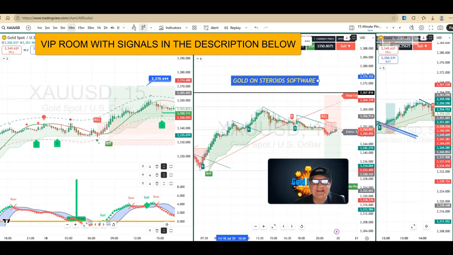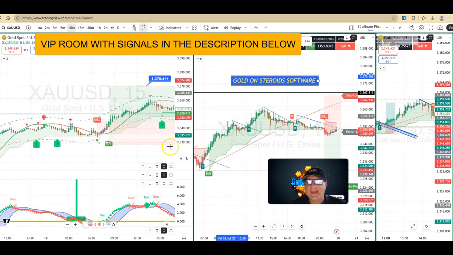This is tradingmentors.com, and this is all about the Gold on Steroids software and how to use it as a scalping method or as a day trading method. Totally up to you, and here are the ways that we can use it. There are lots of ways to use it depending on how often you want to trade.